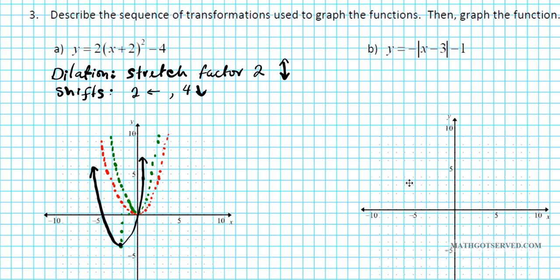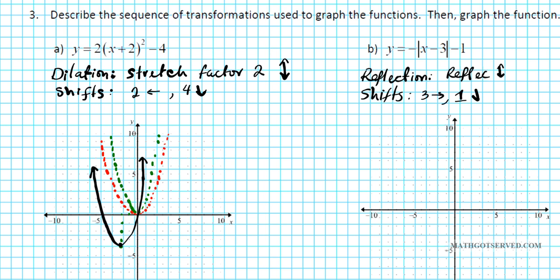All right, let's take a look at the second one, B. We have a negative sign here. That's a reflection. What kind of reflection is that? Since A is negative, we're going to reflect vertically across the x-axis. Minus 3 and minus 1 are shifts. So what are our shifts? Negative 3 means you're shifting 3 units to the right, and then minus 1 means you're shifting 1 unit down.